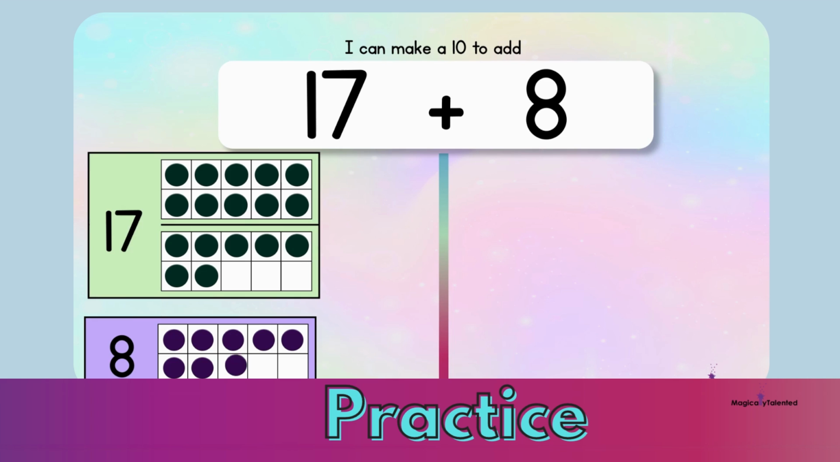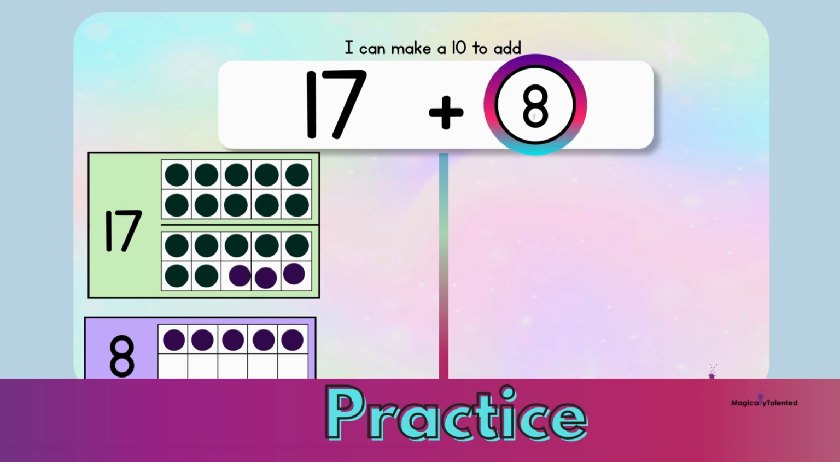Count along with me. 1, 2, 3. We filled up our tens frame, and we can see that that tens frame of 8 has 5 left. Now let's look back at the expression at the top of the page, 17 plus 8, and we're going to do the same thing. Let's focus our attention on the 8. We'll decompose this 8 into smaller parts to help us make the next 10 and make an easier expression for us to add.